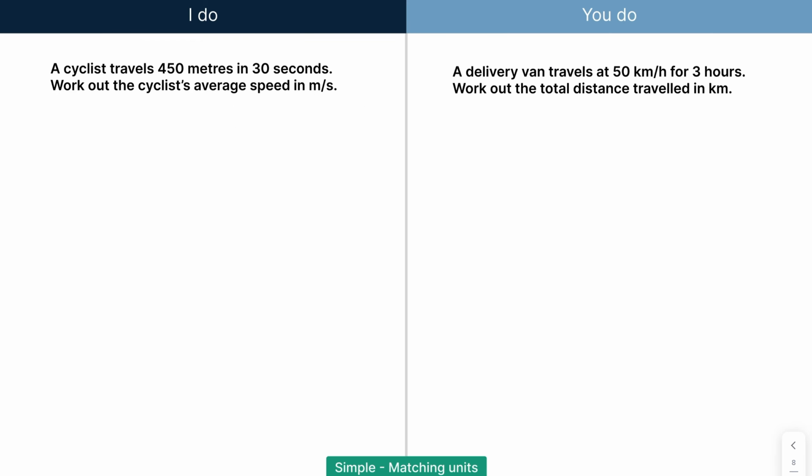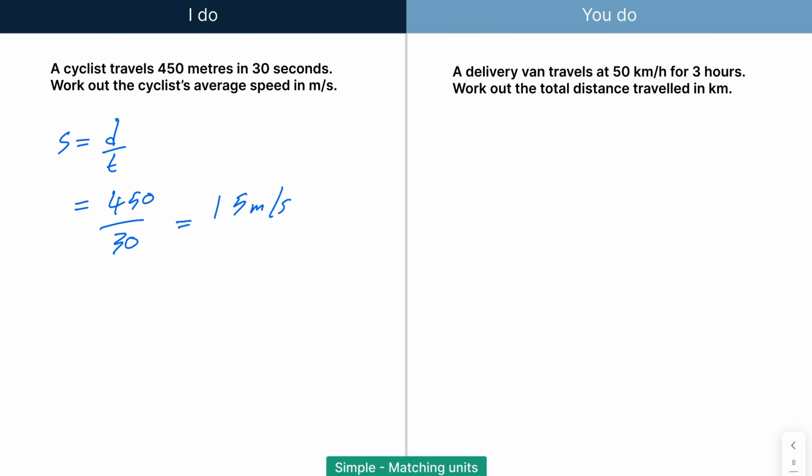So the way my videos work, I want to do the example on the left, which is I do, you are then going to press pause and have a quick example on the right, which is you do. So here we've been told a cyclist travels 450 meters in 30 seconds, work out his average speed. So we know the formula for speed, that is speed is distance over time. So that then becomes 450, divide that by 30, and we get an answer in meters per second as 15 meters per second.